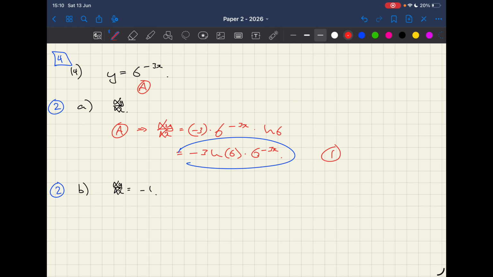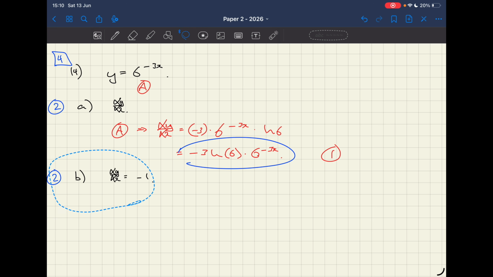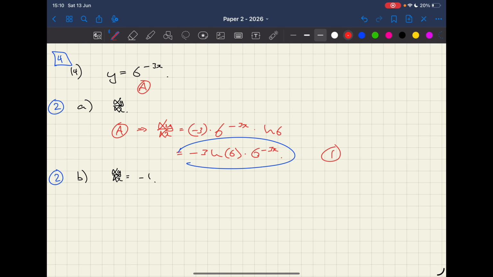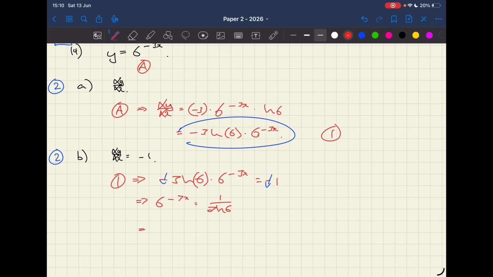Let's call it fact number 1. Set that equal to minus 1 and find the value that you want from it. So if we take fact 1, what we're going to get is minus 3 log 6 times by 6 to the power of minus 3x equals minus 1. Let's get rid of that negative and that one. Rearrange for the 6 to the power of minus 3x, which will equal 1 on 3 log 6. So we can reciprocate that, get rid of the negative on the left: 6 to the 3x is equal to 3 log 6.